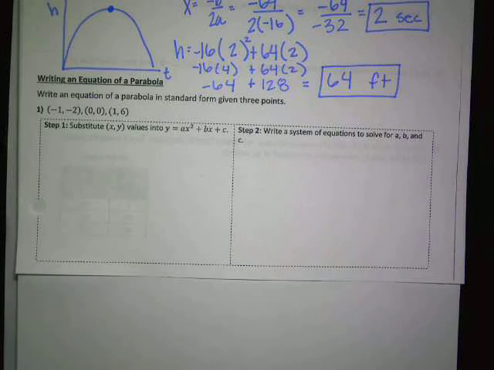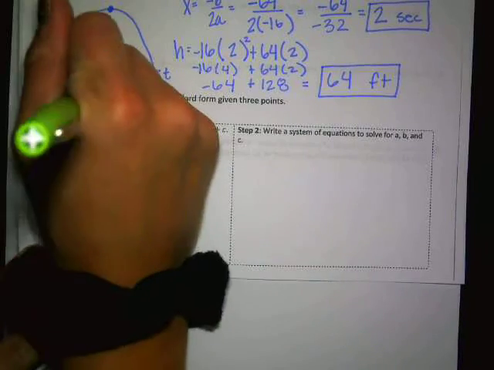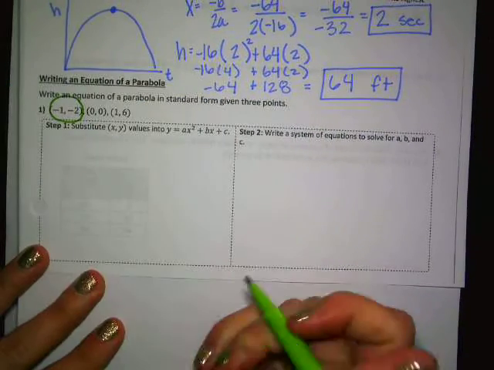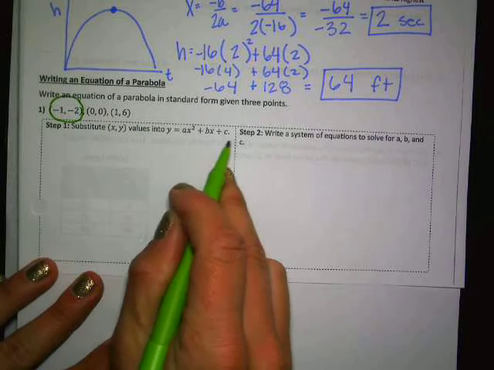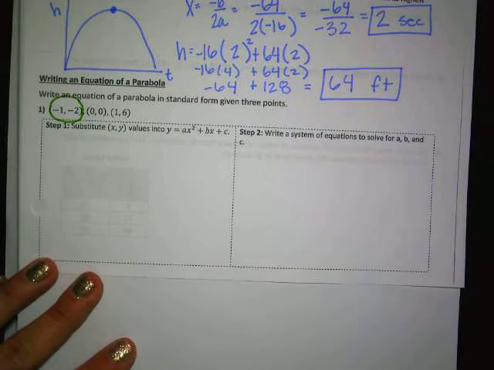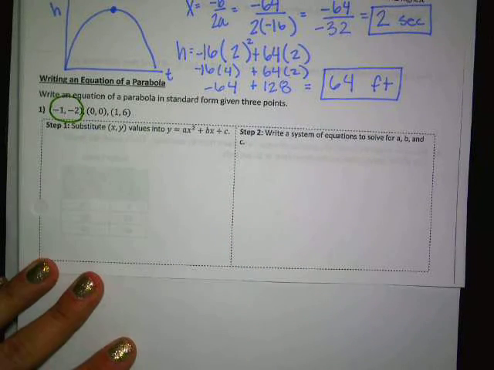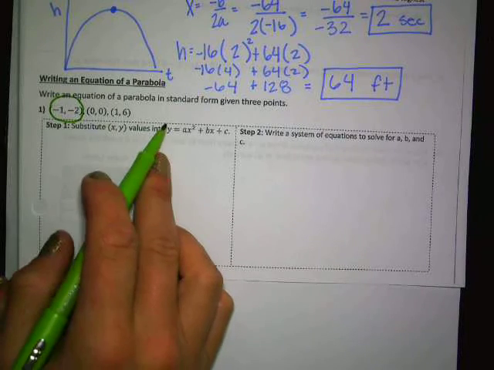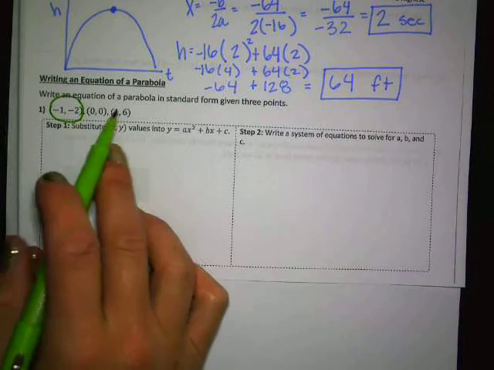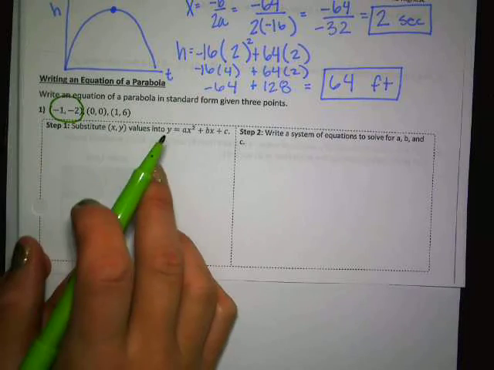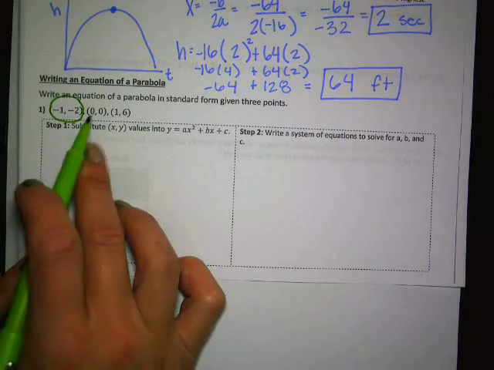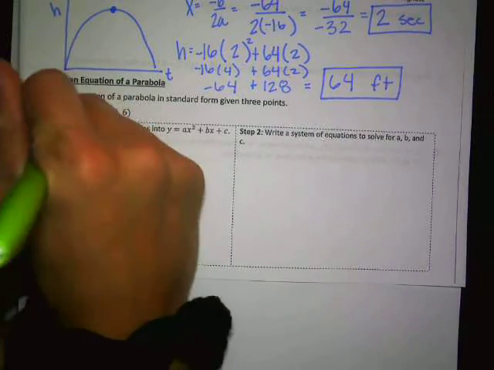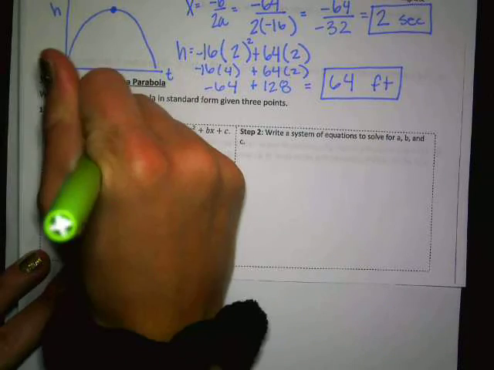So what I'm going to do is create a system of equations. I'm going to use these points and plug them in to have 3 equations. 3 points, 3 equations. So what am I going to plug in for y? Negative 2. What are you going to plug in for x? Negative 1. So, negative 2 equals a.